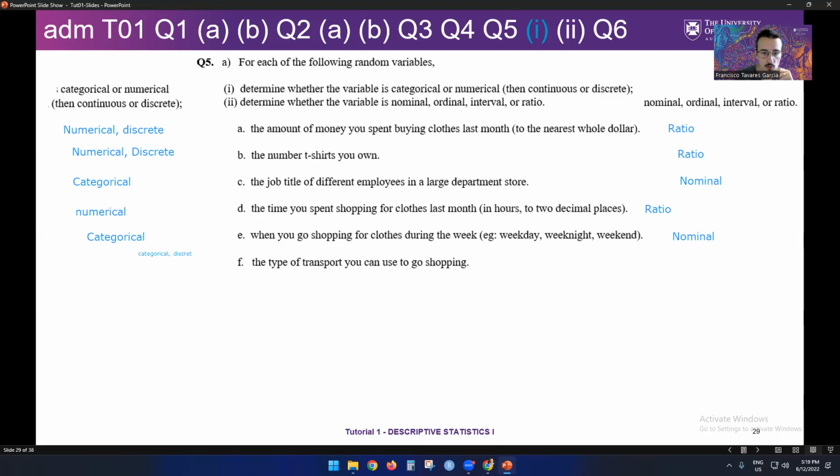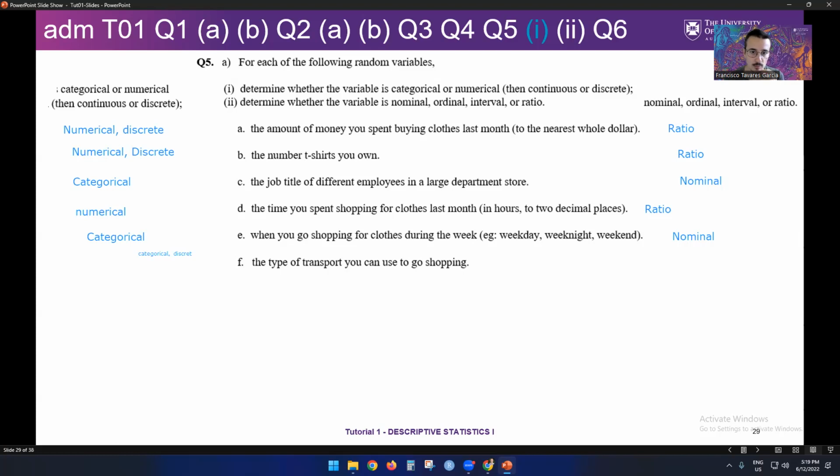So categorical, when you go shopping for clothes during the week: weekday, weeknight, weekend, definitely categorical. We're not giving numbers to it, and this is nominal. It's not ordinal. We're not putting in order. If it's weeknight or weekend, it's not really comparable, right? Finally, for D, let me just step back a little bit. For D, it is continuous.